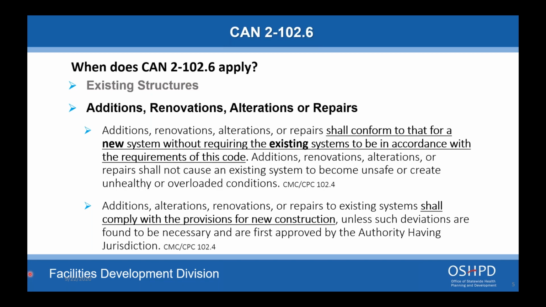So we're looking at additions, renovations, alterations, or repairs. They shall conform with that of a new system without requiring existing systems to be in accordance with the requirements of this code. So any new equipment being added, new construction being provided must meet current code, but does not necessarily mean the rest of the building needs to be brought up to current code. Okay. Additions, alterations, renovations, or repairs to existing systems shall comply with the provisions for new construction.